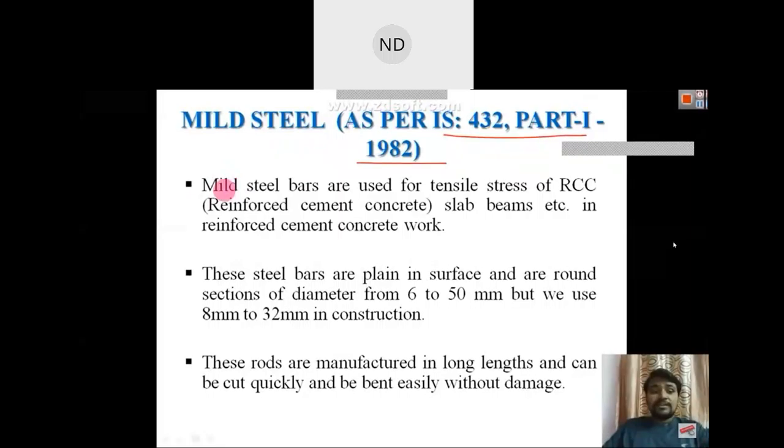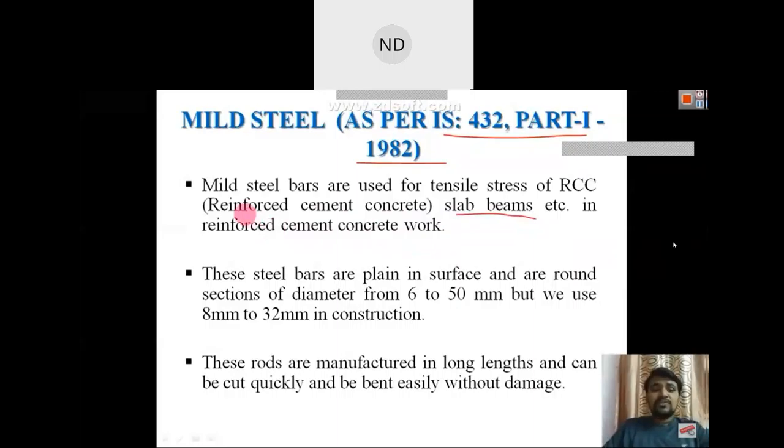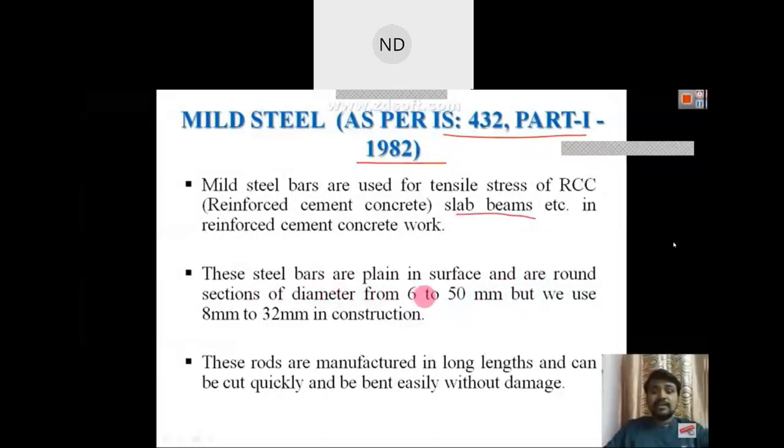Mild steel is given in IS code 432 Part 1, that is 1982. This is the code name, you can refer to it. Mild steel bars are used for tensile stress in RCC, reinforced cement concrete slabs and beams. So mild steel can be used for RCC work.